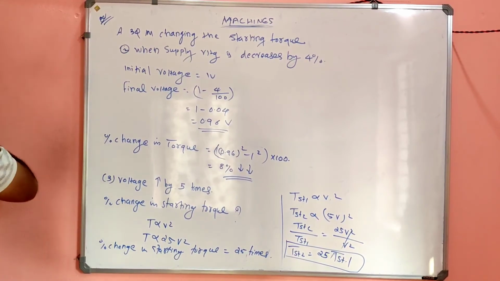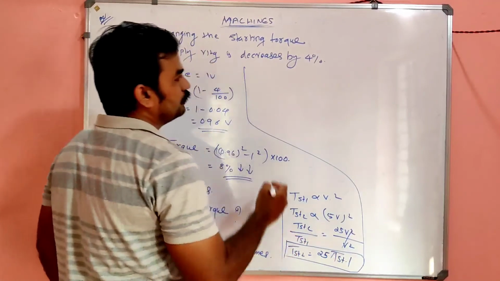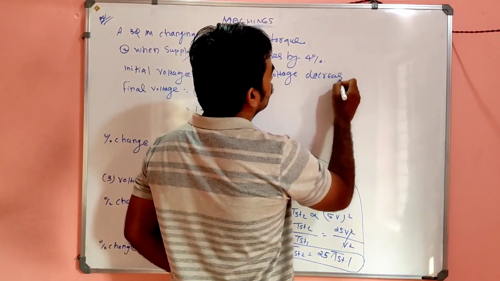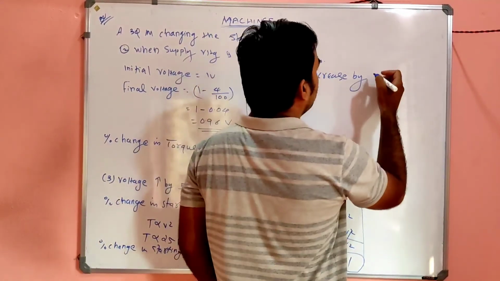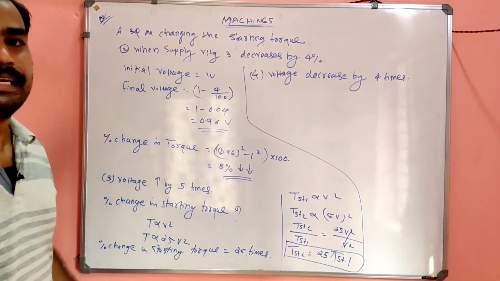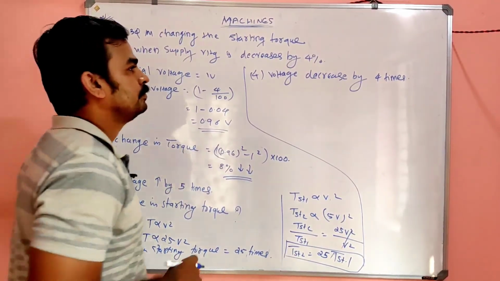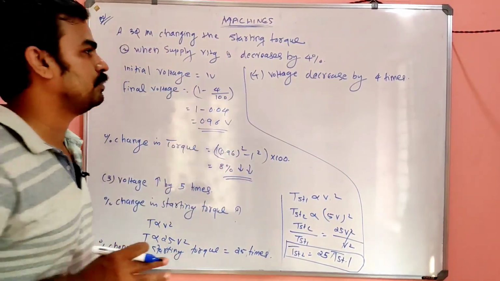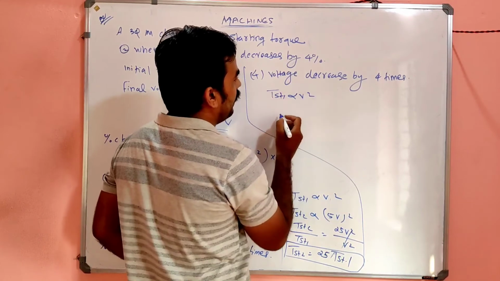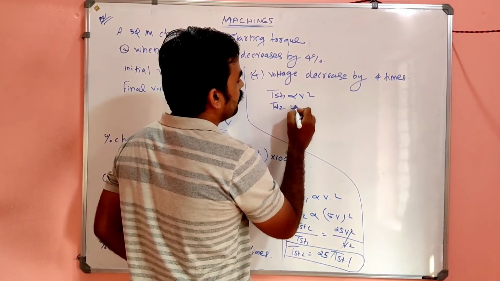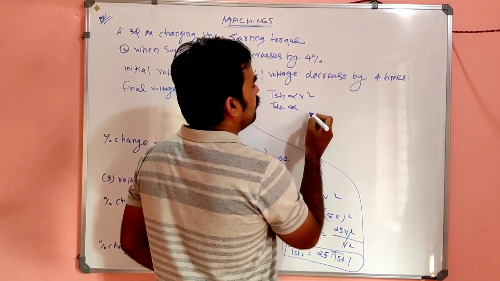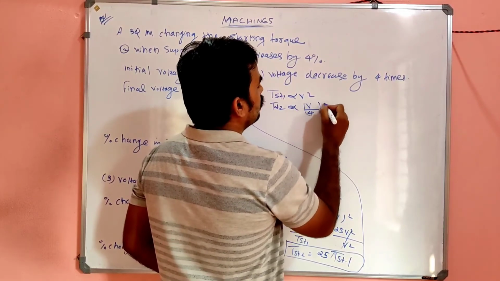Next, voltage decreases by 4 times. So what will be? Decreases by 4 times means definitely torque will be decreasing, right? That will be the first thing you have to think about. Again, let T start 1 be proportional to V square. Let T start 2 be proportional to V square, where voltage is 4 times decreasing now. So V by 4, whole square.